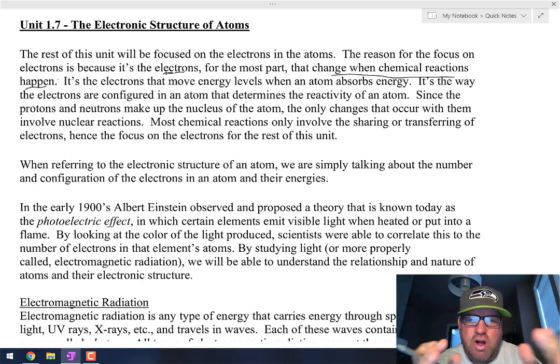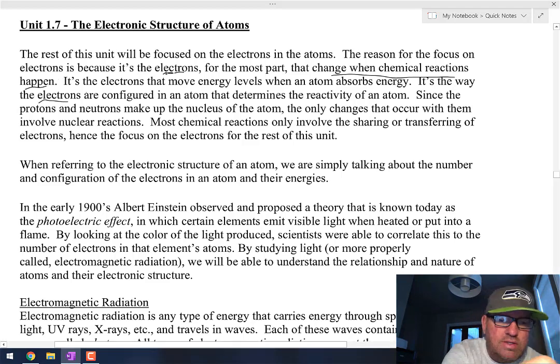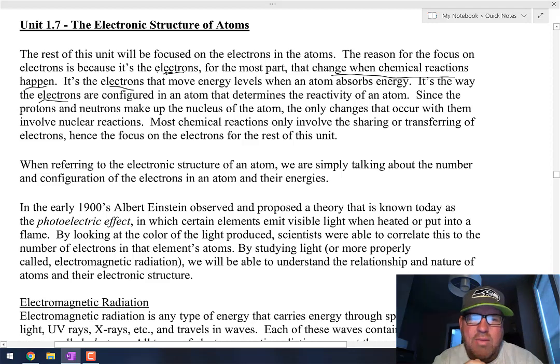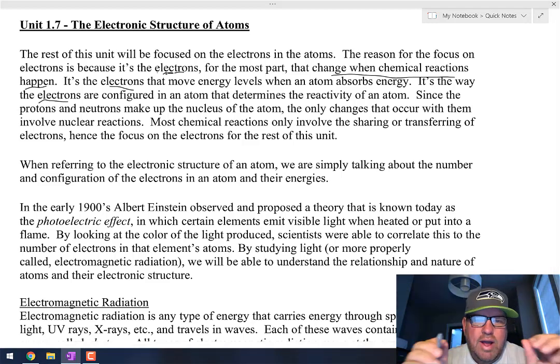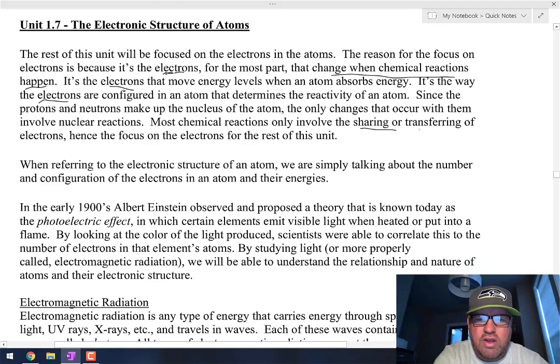It's the electrons that move around when an atom absorbs energy, okay? It's the electrons that are configured in an atom that determine how an atom reacts, okay? Most chemical reactions only involve the sharing or transferring of electrons, so that's why we're going to focus mostly on those.